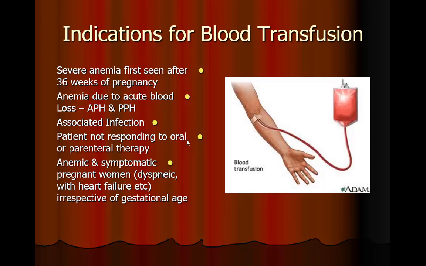What are the indications of blood transfusion when the anemia is severe? First seen after 36 weeks of pregnancy. Anemia due to acute blood loss like APH and postpartum hemorrhage. Associated infection, or the patient not responding to oral or parenteral therapy. Anemia in symptomatic pregnant women, like dyspnea with heart failure, irrespective of gestational age.